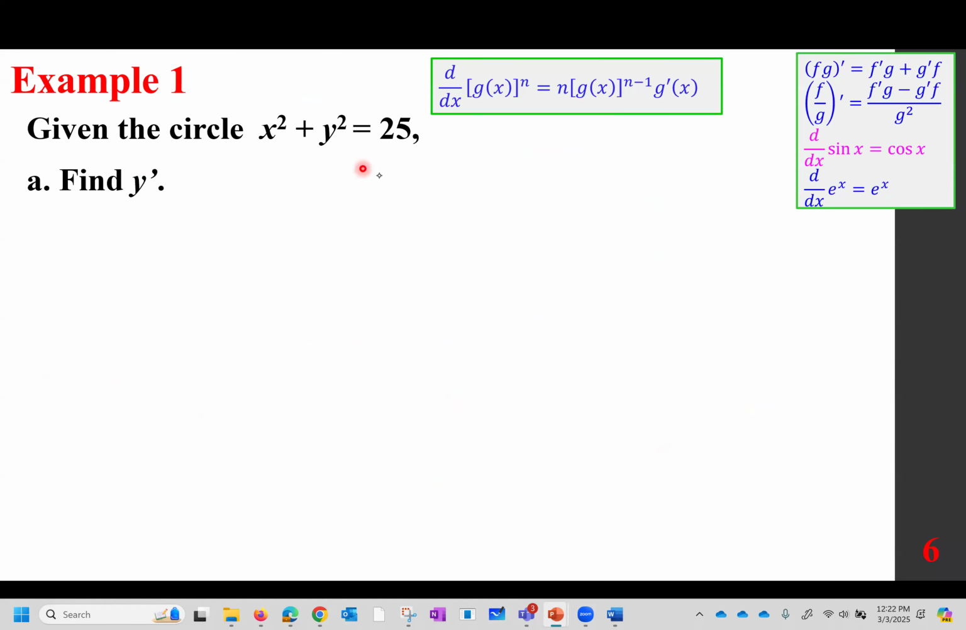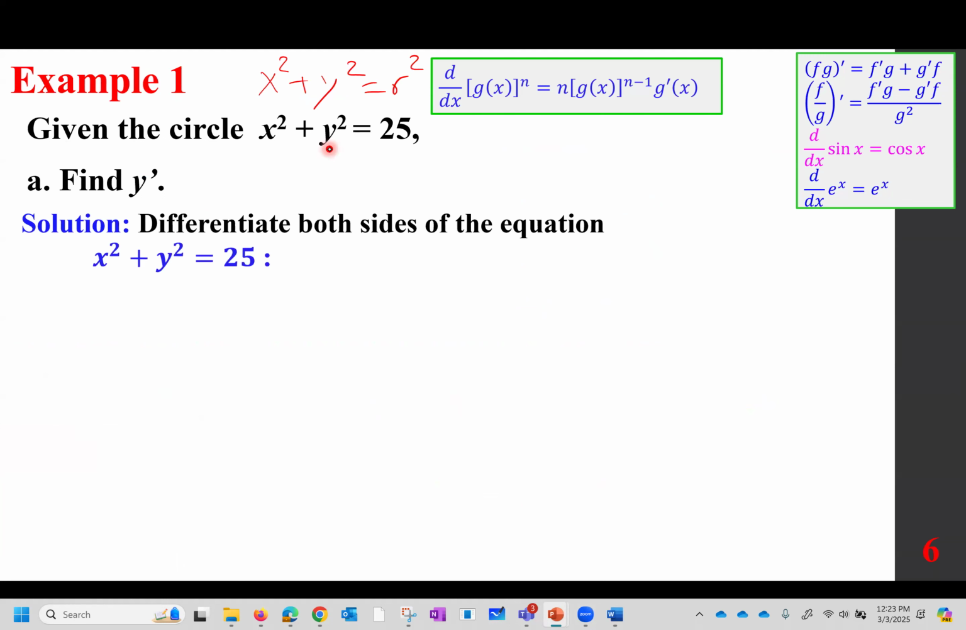Here's another example. Given the circle x squared plus y squared equals 25, and I remind you that this is the circle centered at 0, 0. Remember, x squared plus y squared equals r squared. We've discussed that already. We want to find y prime. This is simple enough. You can solve for y, but I leave it for you to do so.